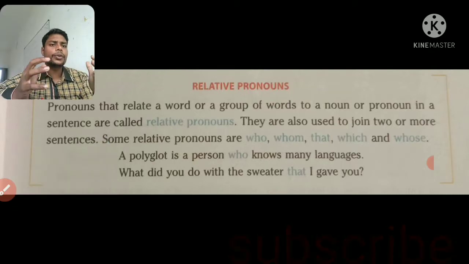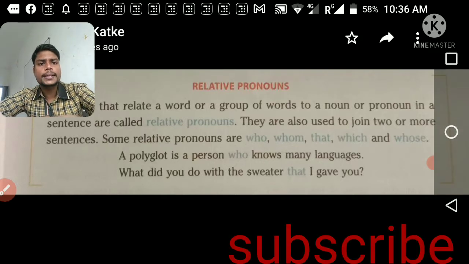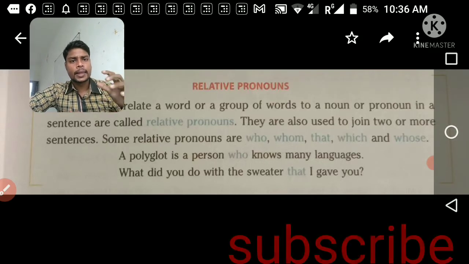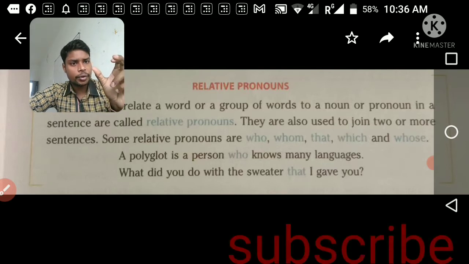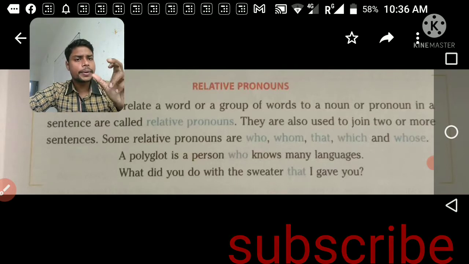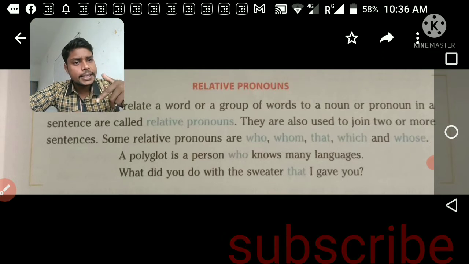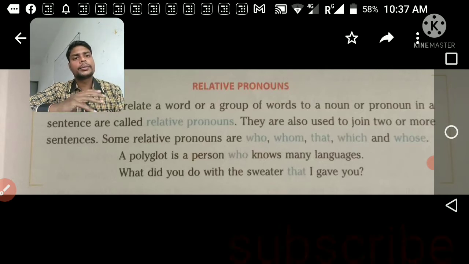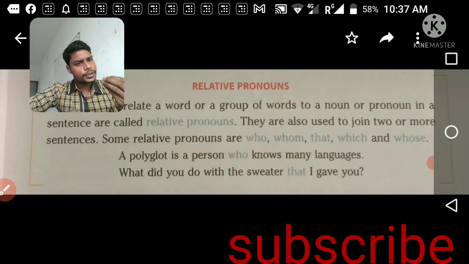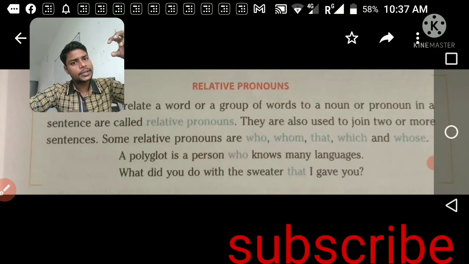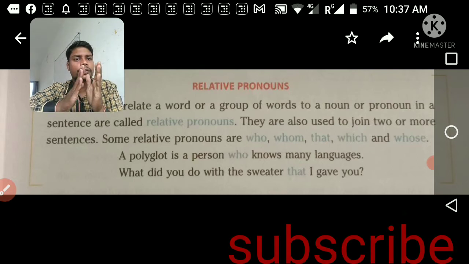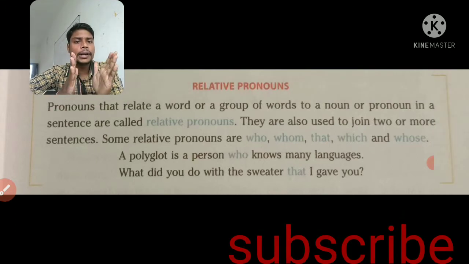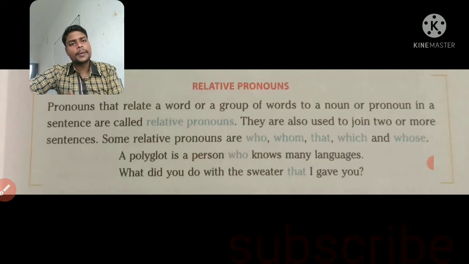Remember this. It does the work of relating something, and why is it called a relative pronoun? Because it is used in the place of a noun. We know the definition of a pronoun. Pronoun means words which are used instead of a noun or in the place of a noun. And relative pronouns are words that are used in the place of a noun and they do the work of relation. They do the work of relating two sentences, two words, with its noun or pronoun, and that is called a relative pronoun.